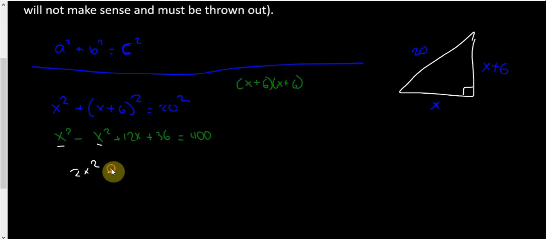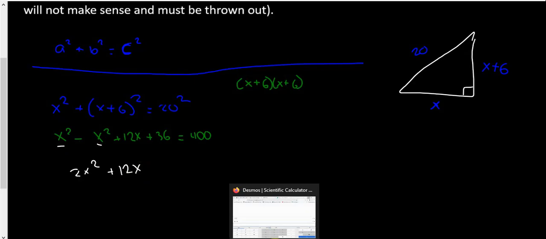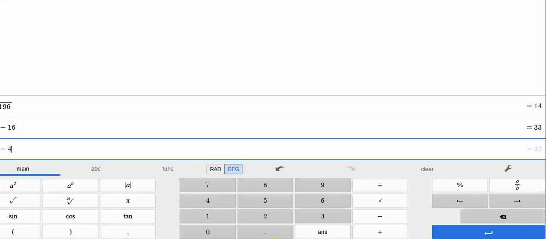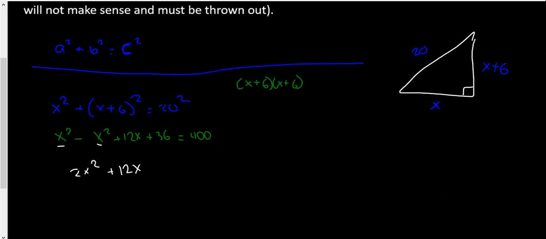Bring down my plus 12x. And then subtract 400 over. So what's 36 minus 400? That happens to be negative 364. So minus 364. We now are ready to use the quadratic formula to solve this. We have our a, our b, and our c. Notice the c is negative in this case.